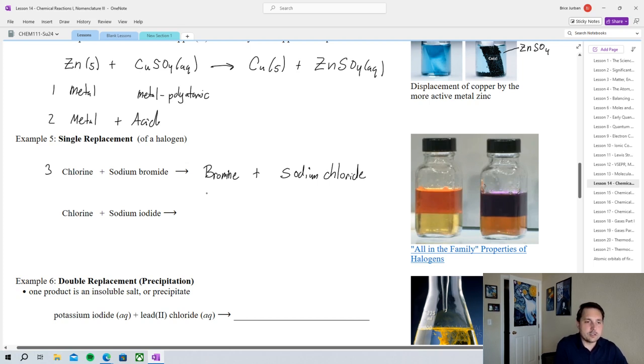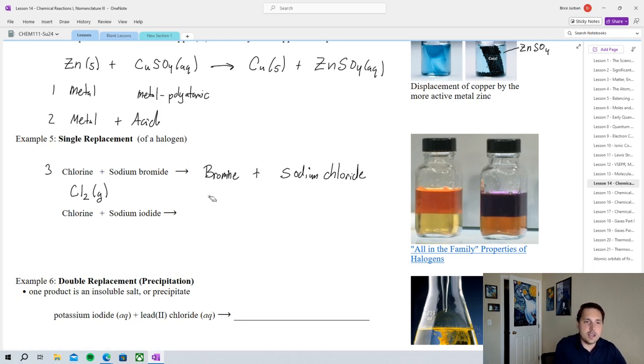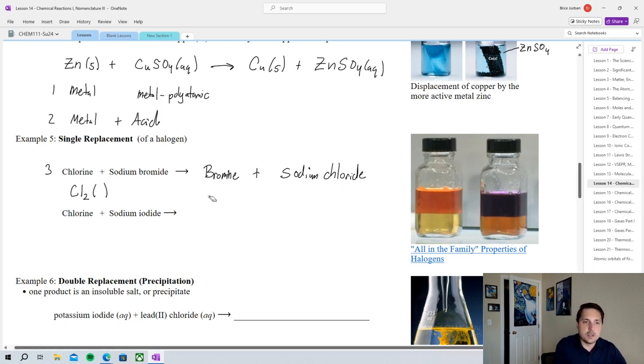And we want to practice writing this in the formulas. Chlorine is a diatomic, so it would be Cl2. And in this situation, chlorine is typically a gas. We can also get it into an aqueous form. This image here on the right, all of these halogens are actually aqueous to begin with.